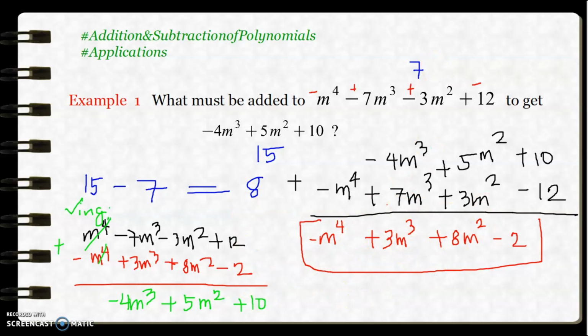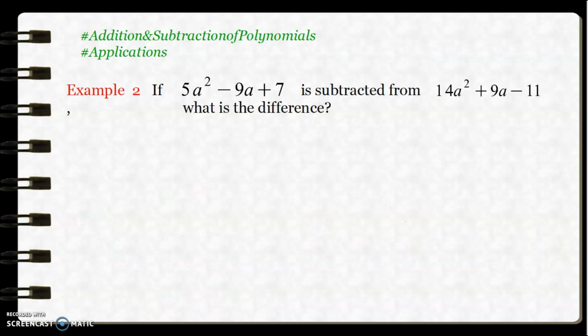So let's proceed to example 2. If 5a squared minus 9ab plus 7 is subtracted from 14a squared plus 9a minus 11, then what is the difference? As the given problem states, it already implies that the first polynomial is our subtrahend. If you know right away which one is the subtrahend in the problem, then you proceed to your solution.